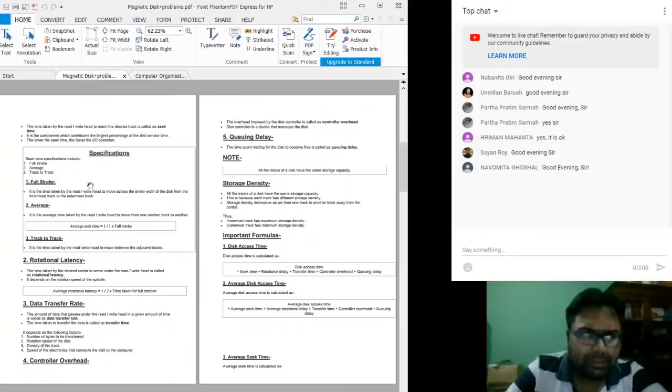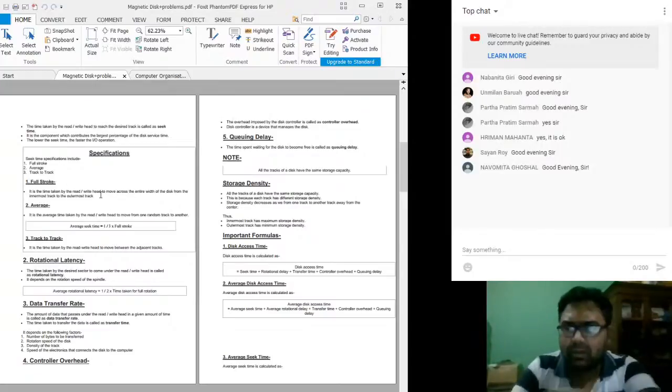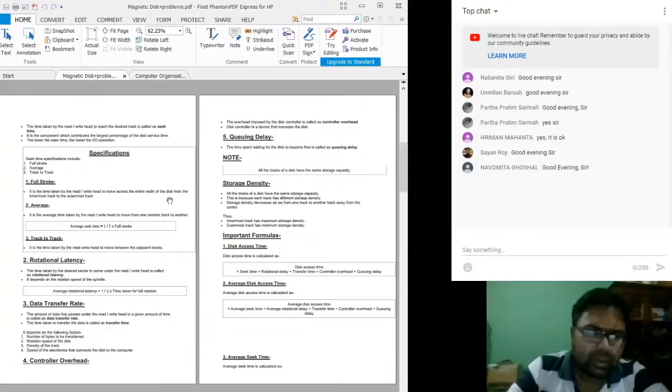This might be given. Sometimes they might give you this full stroke value, so from it how can you determine the average time? Roughly, your average seek time is one third of the full stroke time. And sometimes track to track means, say, if the head is in the second track and you want to move to the fifth track. These things will be given in the question, so based on the requirement of the question you can evaluate it. These things are quite important from your GATE point of view.